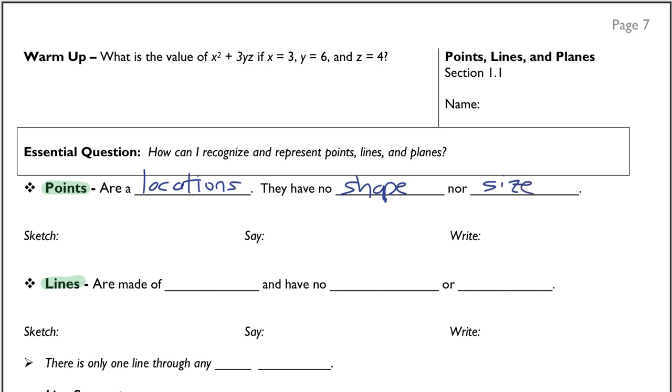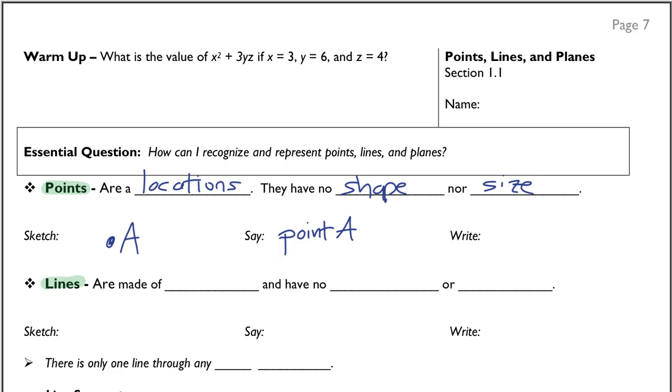So how do I sketch this? Well, a point, you just put a dot. And technically, it doesn't have any area. It's just a location. And let's say this is point A. So I'm going to put a capital A next to it. So what we're going to say is that is point A.